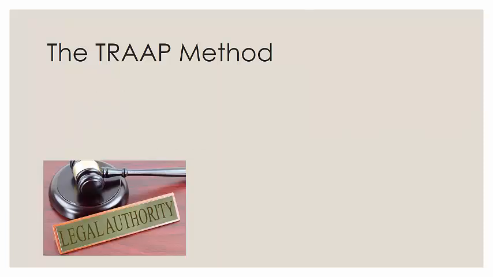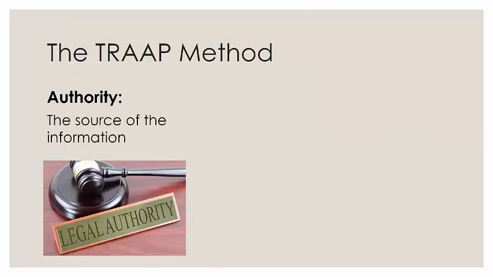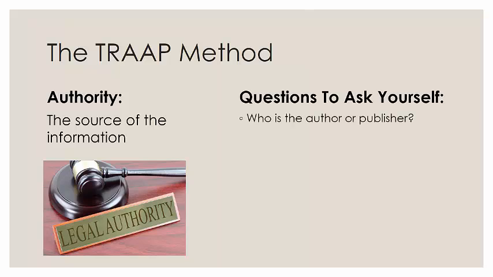All right, so the next one is the first A, and that is authority. The source of the information. So for this, you're going to want to think about, who is writing this? Who's the author or the publisher?